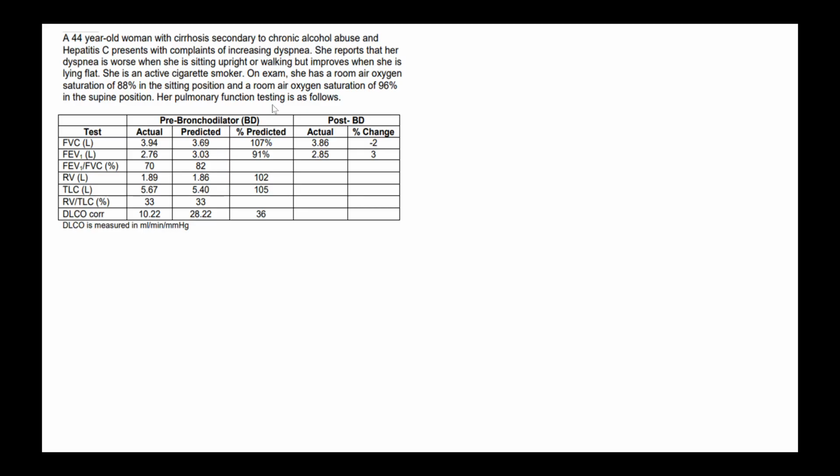The pulmonary function tests are as follows. FVC almost normal, 107%. The FEV1 is also 91%. The FEV1/FVC ratio is slightly reduced, and total lung capacity is almost normal, and DLCO corrected is 10.22 compared to 28.2. So what is the interpretation?